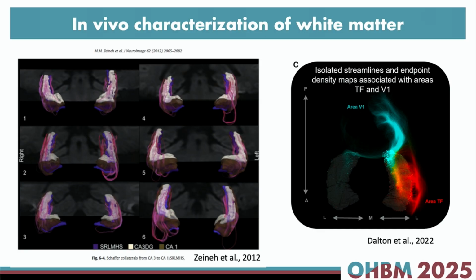Okay, so what about imaging the white matter in vivo? The previous study that I showed you by Michael Zilles was an ex vivo study. He's also done some in vivo imaging of the collateral, the Schaffer collateral, using DTI.